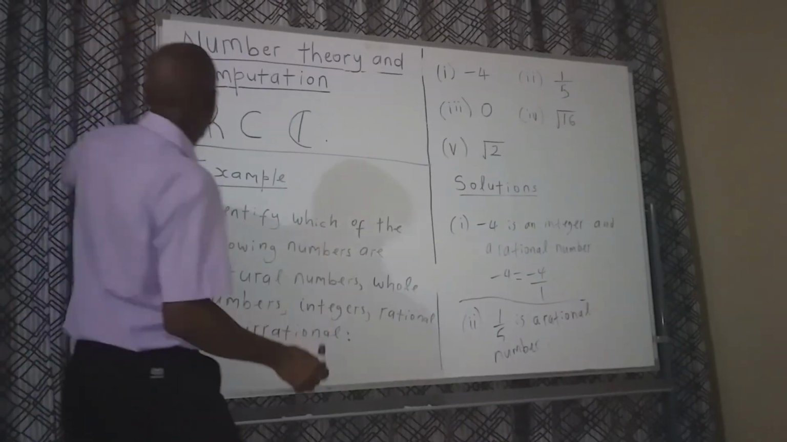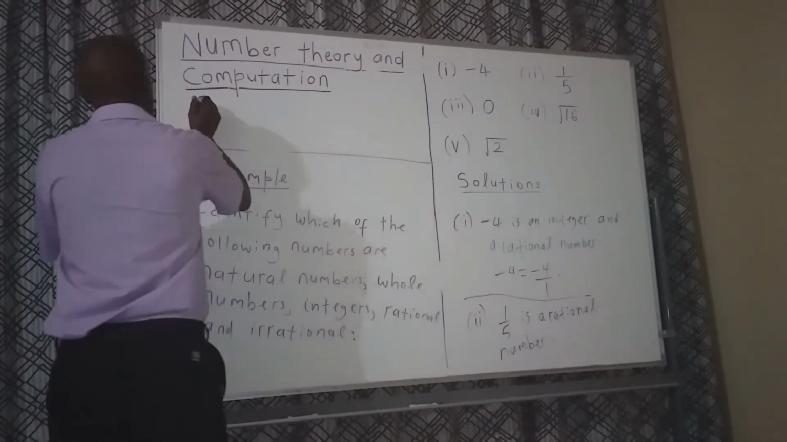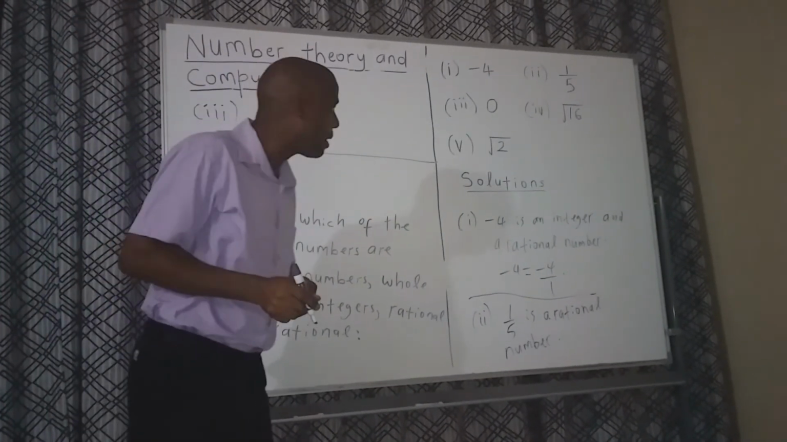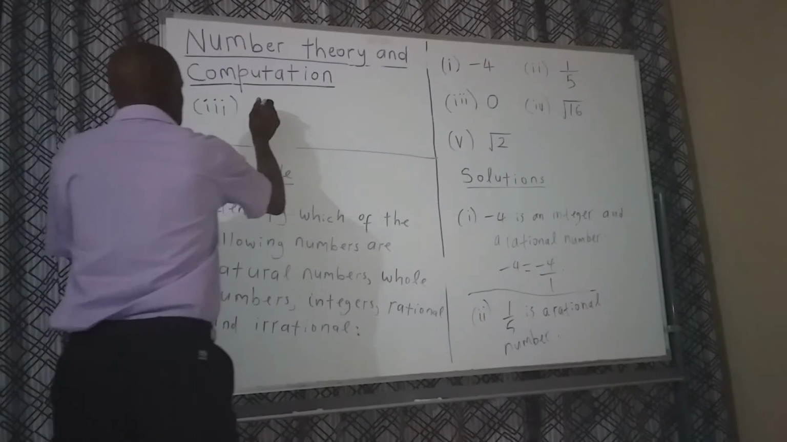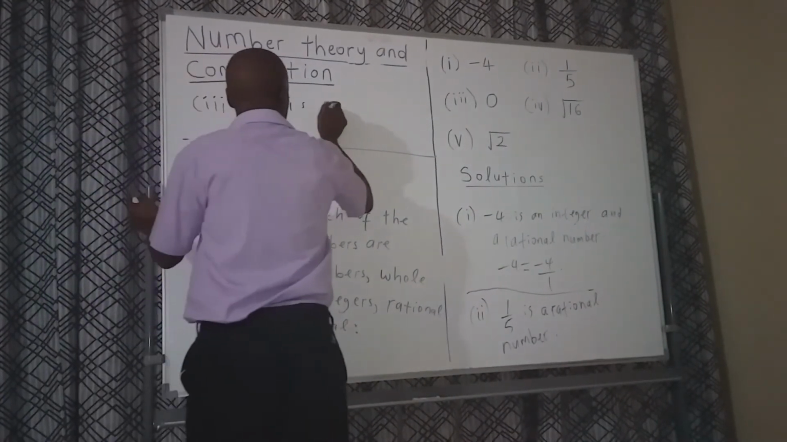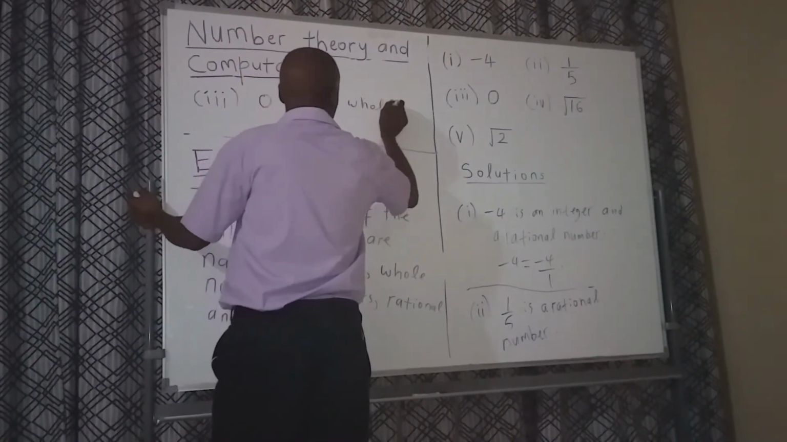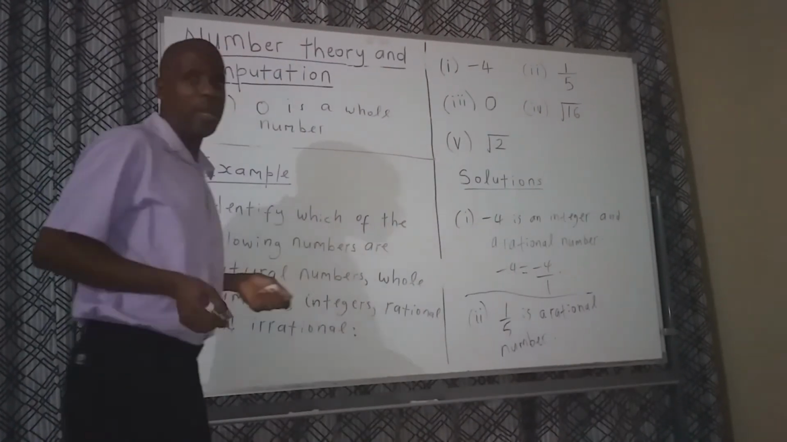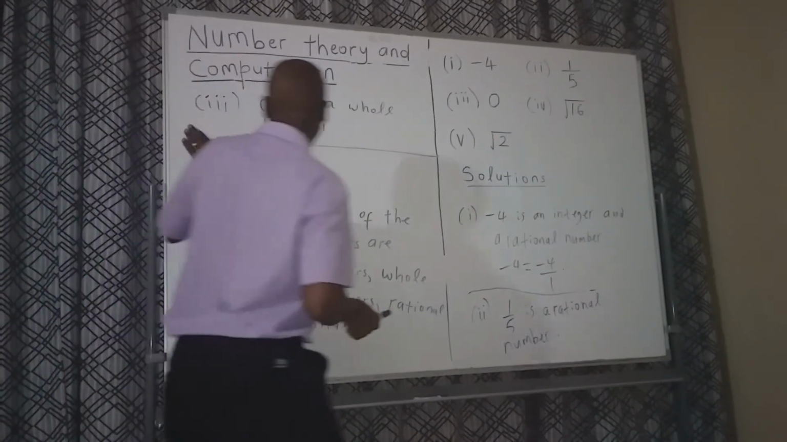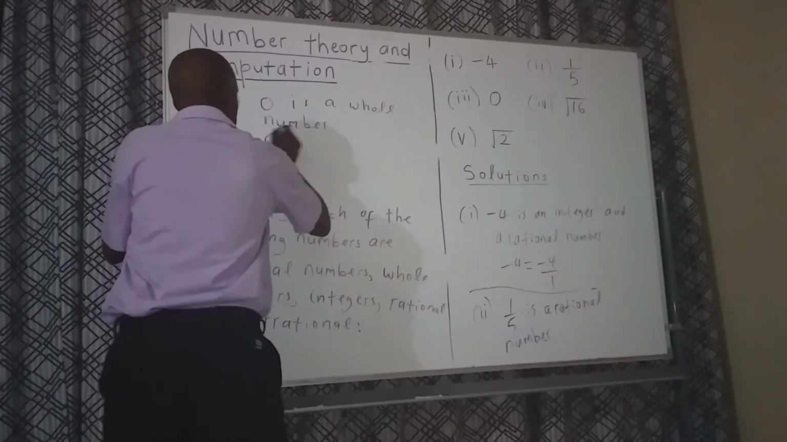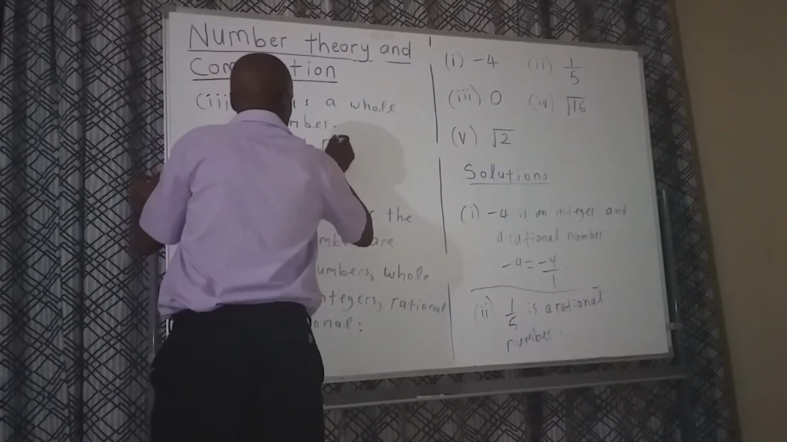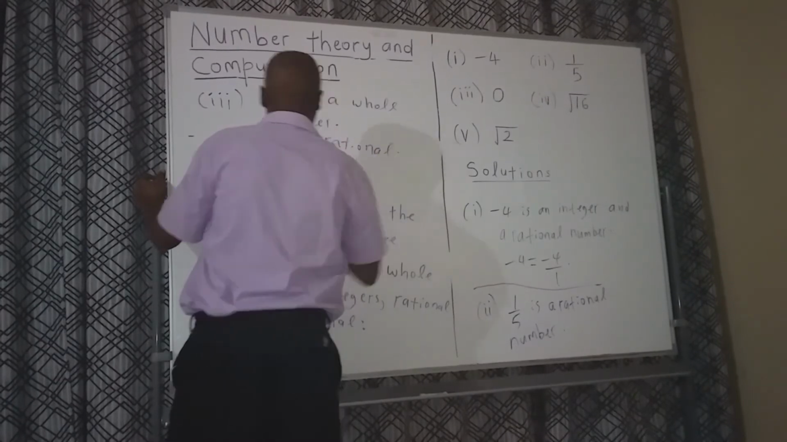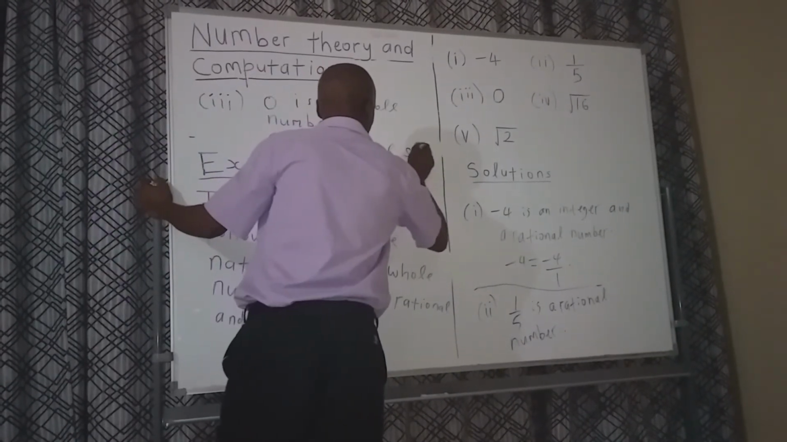Now, part 3, 0. Is 0 a natural number? No. Natural numbers start from 1. Whole number? Yes. So 0 is a whole number. Is it rational? Yes, because I can express 0 as 0 over 1.